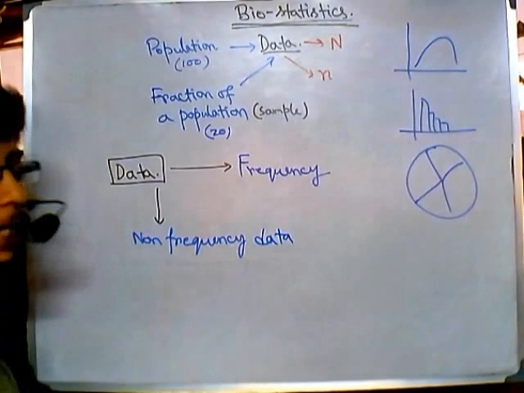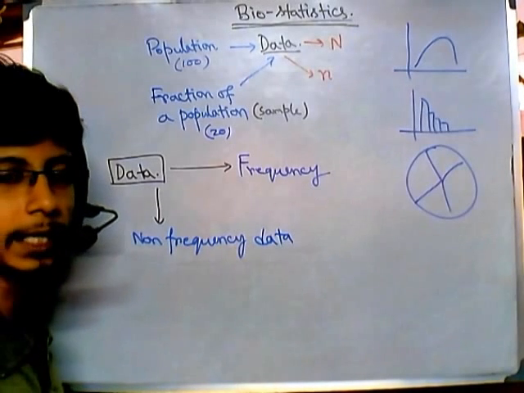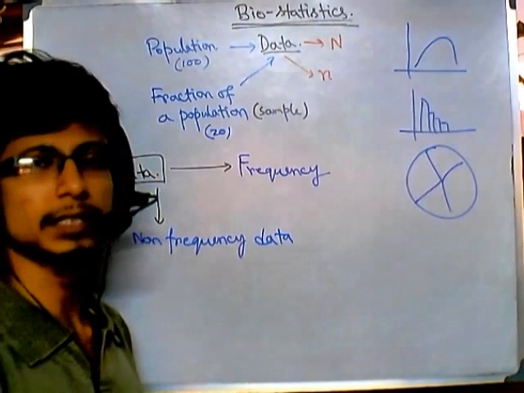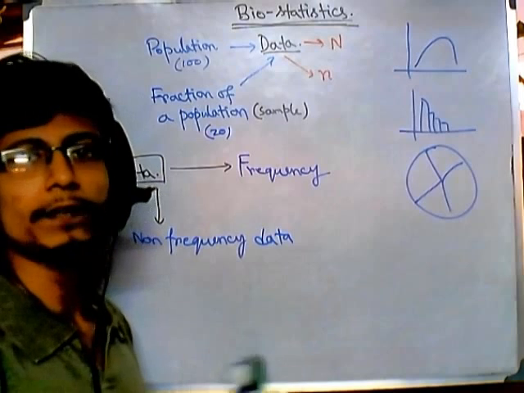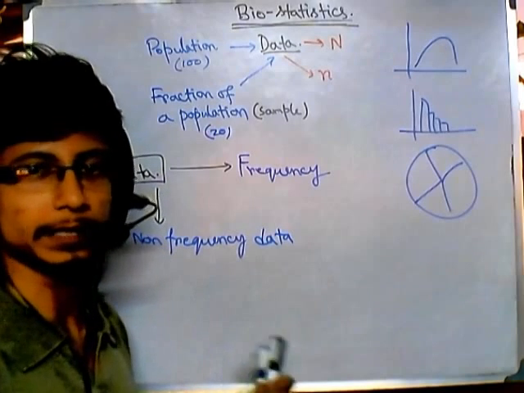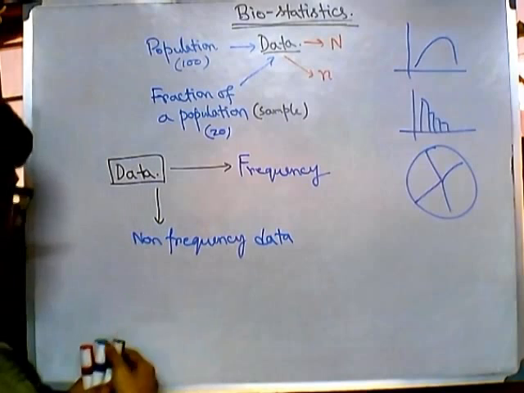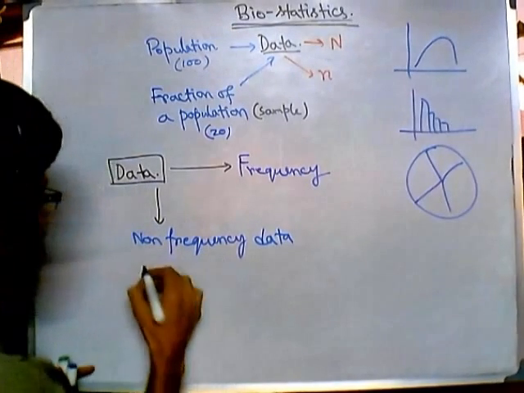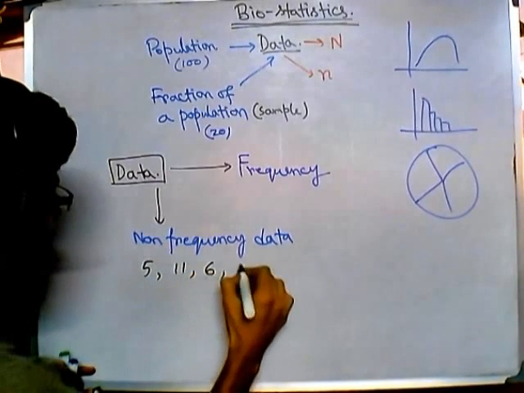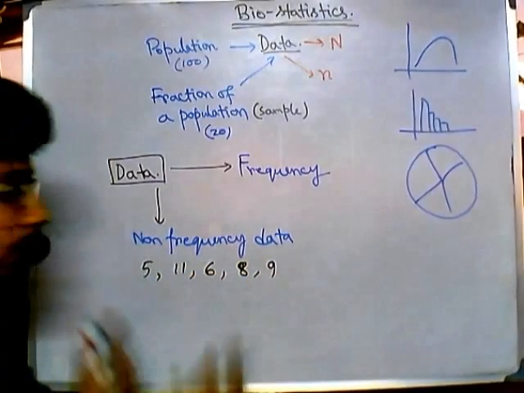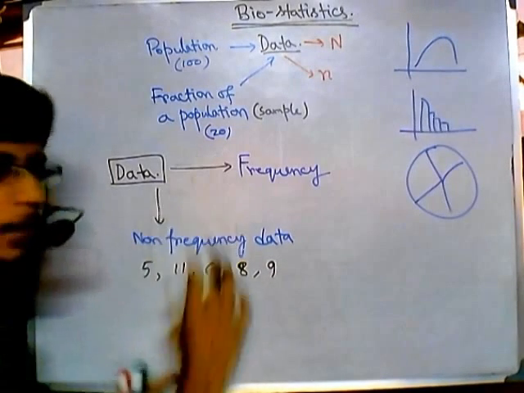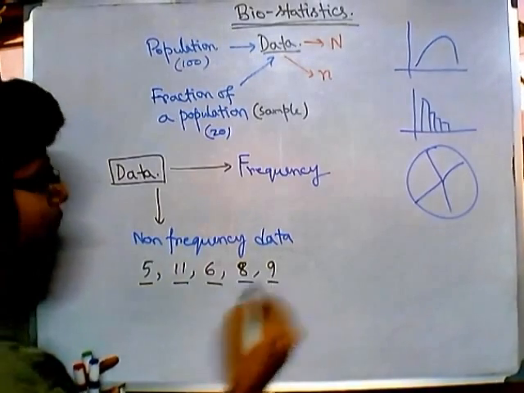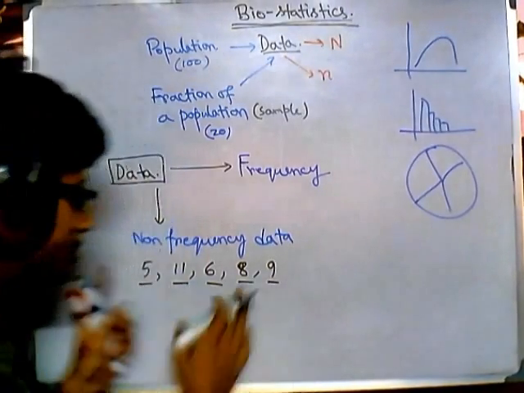In non-frequency data, it's simply random numbers that we get. Suppose you want to look for the length of the tail inside a population. Simple as that. Now you get the results. For example, the length of the tail, in centimeters, is 5 centimeter, 11 centimeter, 6 centimeter, 8 centimeter, 9 centimeter, and so on. So this is the random type of data that you get from your population. This is called non-frequency, because all we get is one type of number.